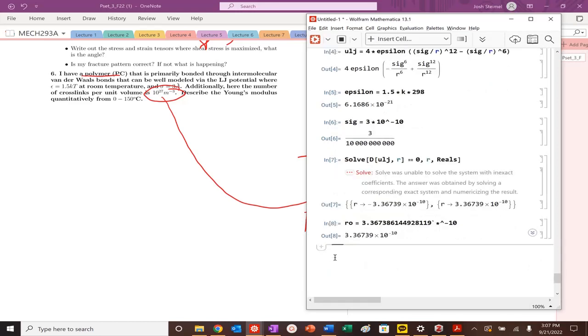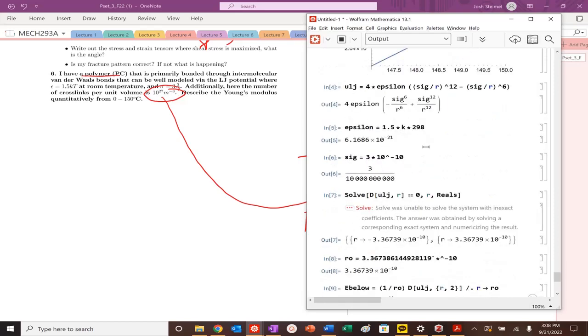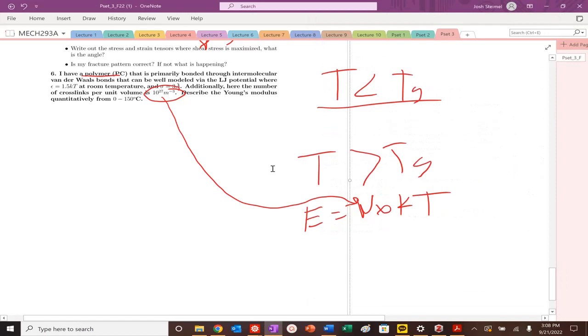Because it's a polymer, we don't know the number of nearest neighbors, so we're going to use a function that is just 1 over r naught times that value. We take the derivative of ULJ with respect to r and evaluate it at r equals r naught. You see about 10 gigapascal. So quite a large difference below Tg versus above Tg, a rubbery polymer versus a glassy polymer.